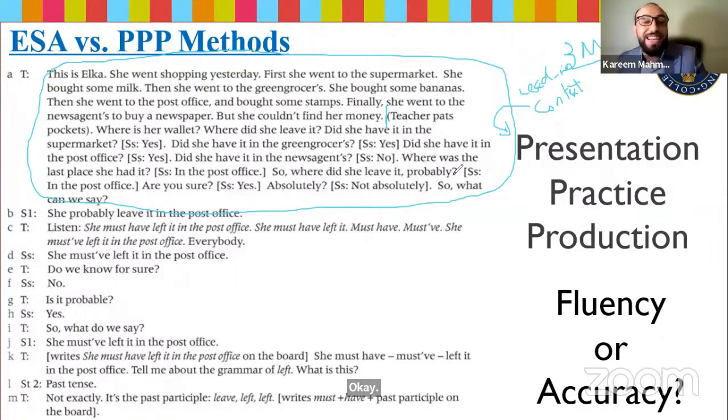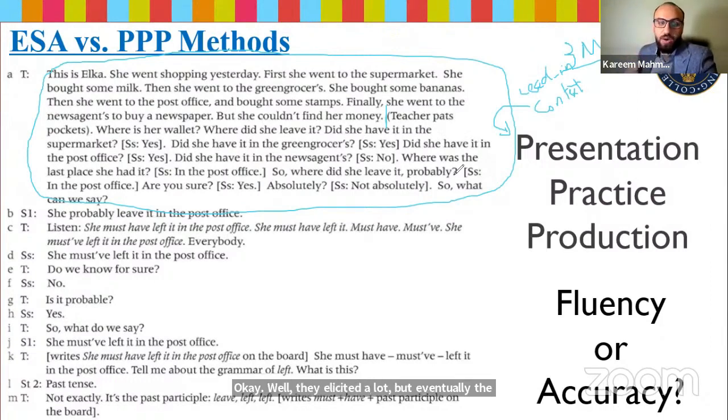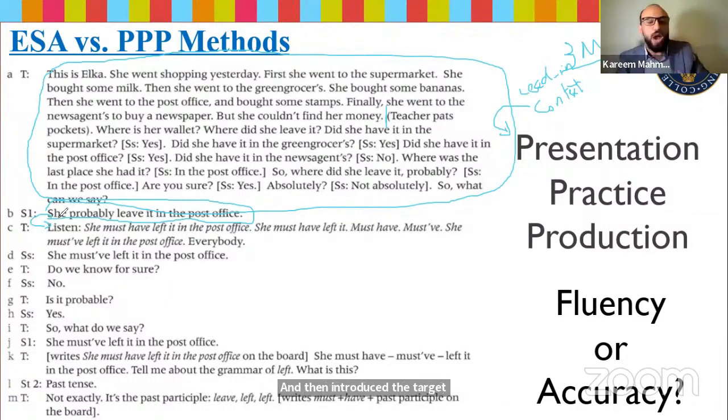Okay, well, they elicited a lot, but eventually the teacher has given this one directly to them. Yes, of course, they said she probably left it in the post office, and then the teacher said, listen, and then introduced the target language. So that's a quick look. We are not getting into details of the PPP framework, we're just introducing it. So in conclusion, it's three stages: presentation, practice, production.